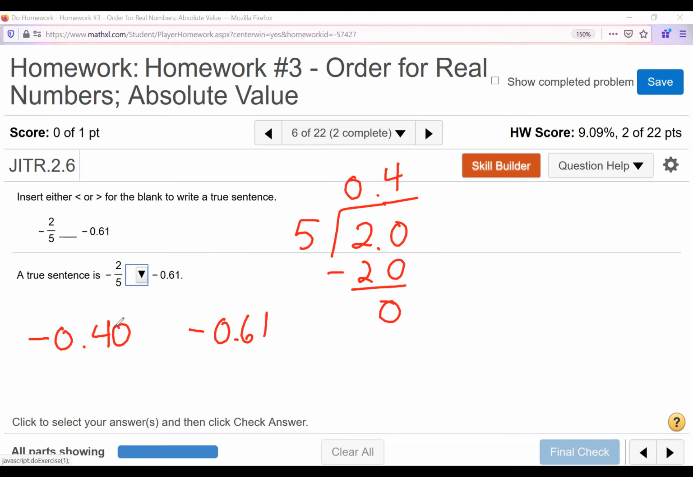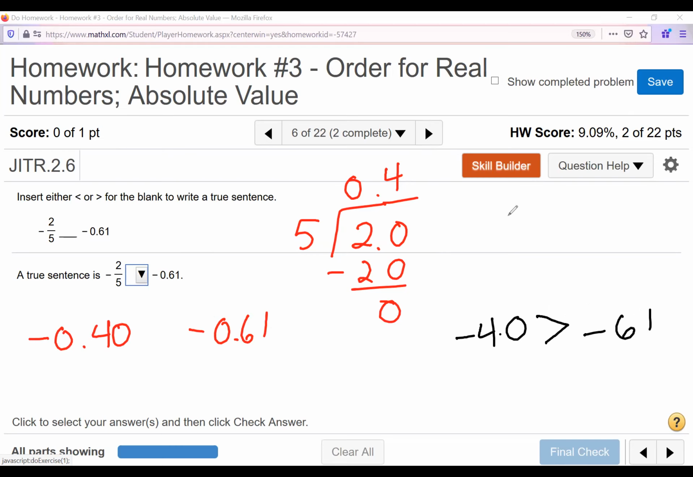So think about -0.40 with -0.61. I know 61 is greater than 40, but -61 would actually not be greater than -40. So it's sort of switched, right? -40 would be greater than -61 because -40 is sort of closer to 0. It's further to the right on the number line.